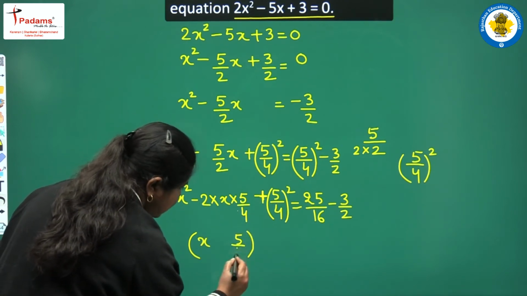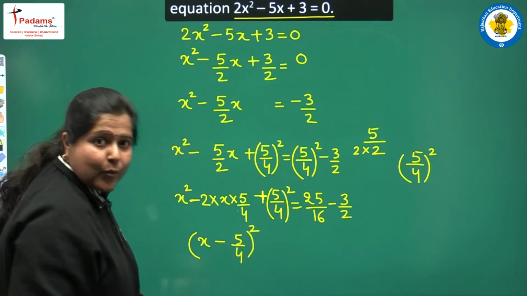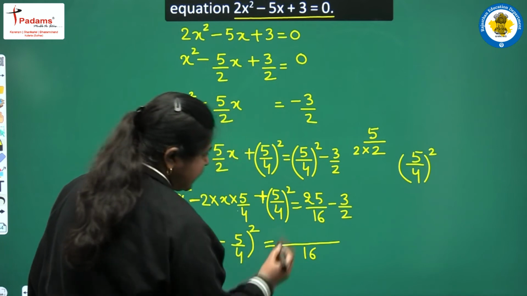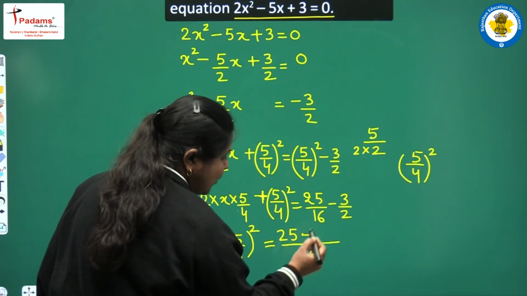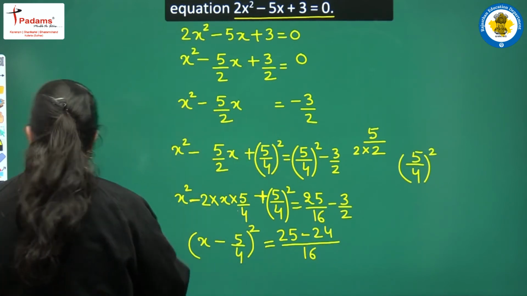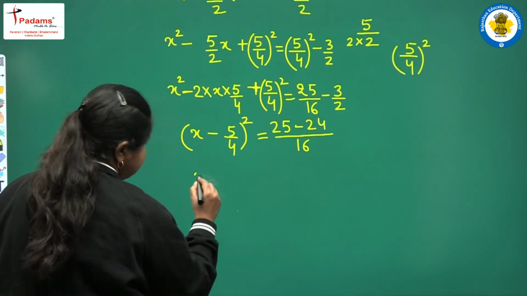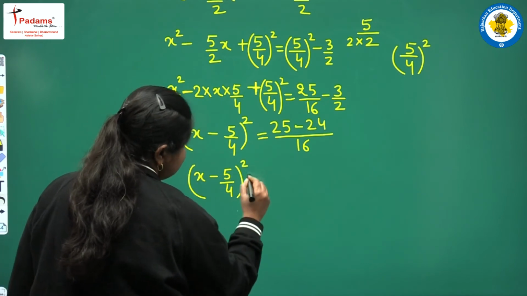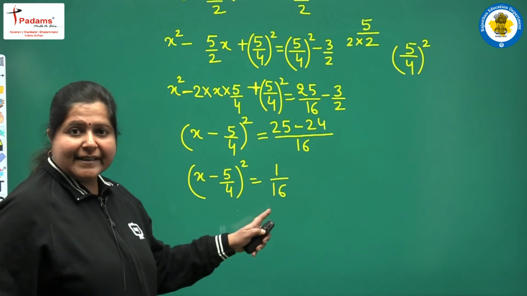x यहाँ से 5/4 और क्योंकि ये माइनस है तो यहाँ बीच में आएगा माइनस एंड देन अ स्क्वायर. और यहाँ पर LCM लेंगे, it will be 16, 25 in the numerator, then minus, it's 2 8s are 16, so 8 3s are 24. From here we get x minus 5/4 whole square equal to 1/16. So we have simplified the RHS.